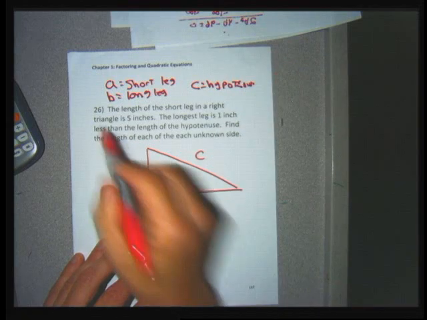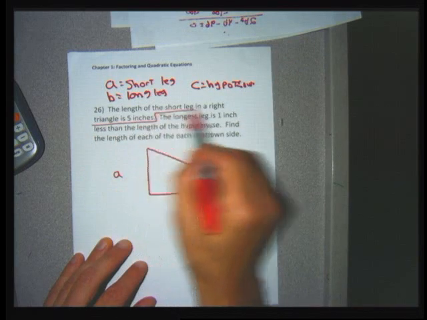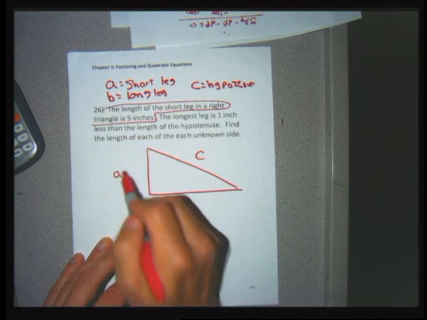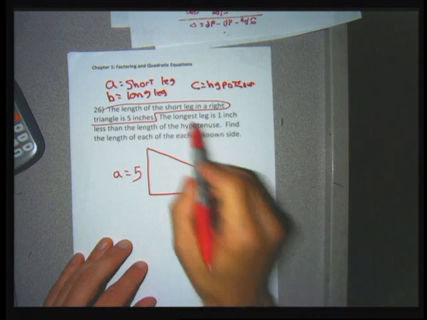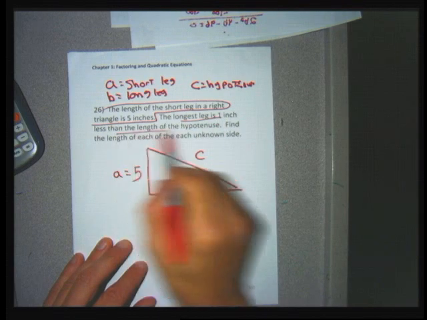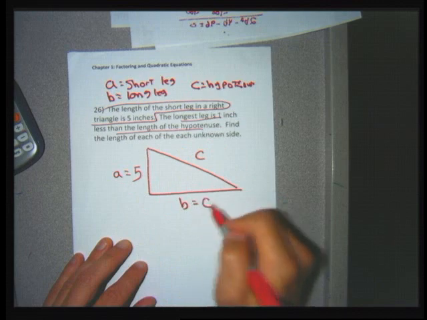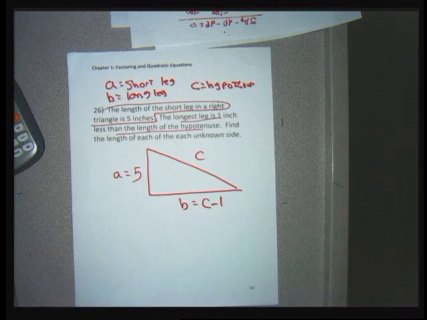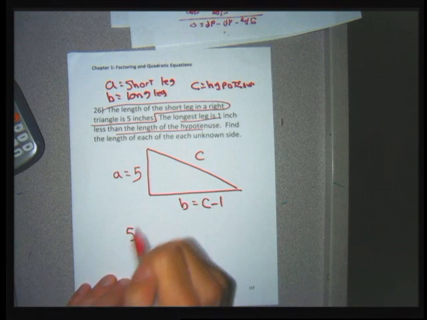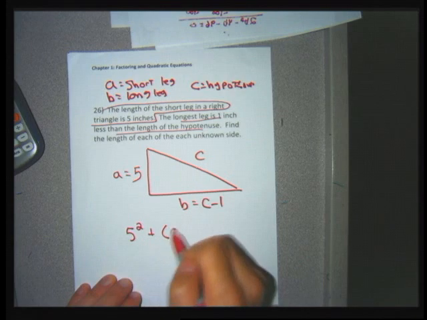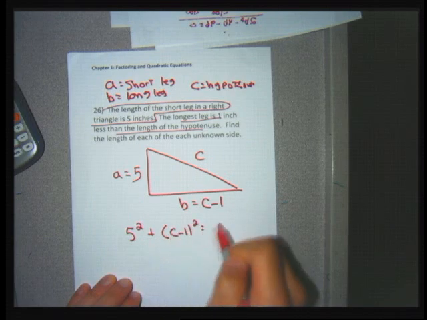First sentence, the length of the short side is 5 inches, which means this A doesn't have a letter, it's going to turn into the number 5. Second sentence, the longest leg is 1 inch less than the hypotenuse, so this is C minus 1. Find the length of the unknown side, so I'm going to use A squared, 5 squared, plus B squared, C minus 1 squared, equals C squared.